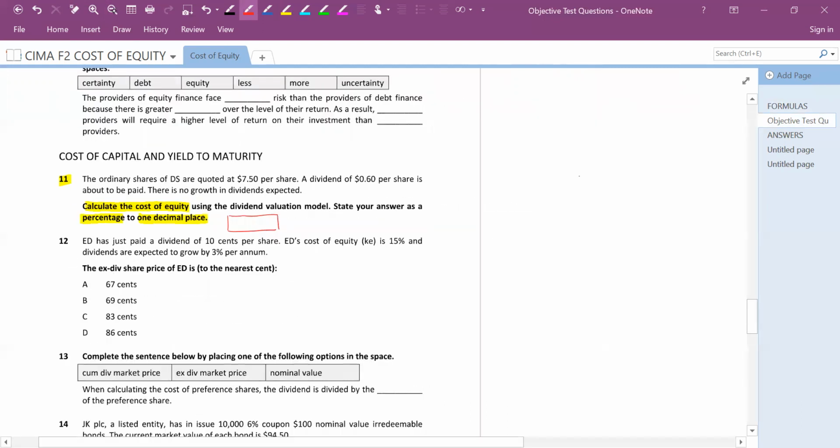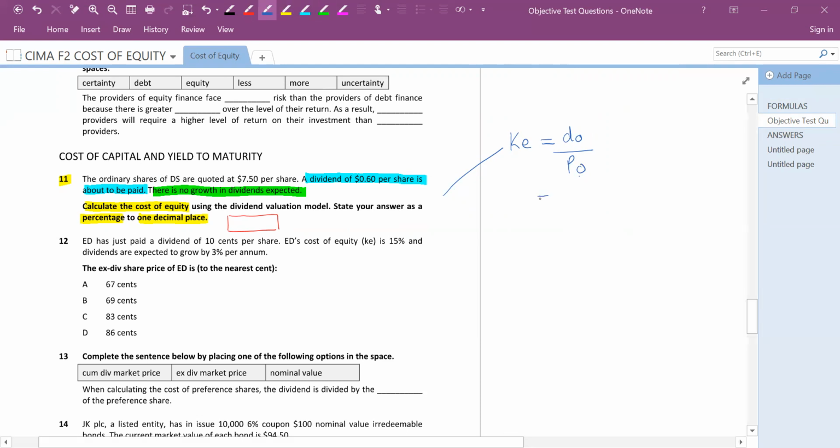So let's have a look at applying the formula here. Cost of equity equals the dividend D0. So let's have a look. Do we have that? The ordinary shares are quoted at 750. A dividend of 60 is about to be paid. Okay, so D0 would be 0.6. And it also says here, look, that there is no growth expected in dividends. So the formula is the simple one. KE equals a constant dividend over P0, the ex-div share price.